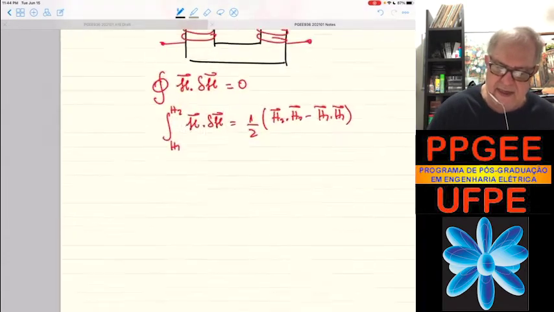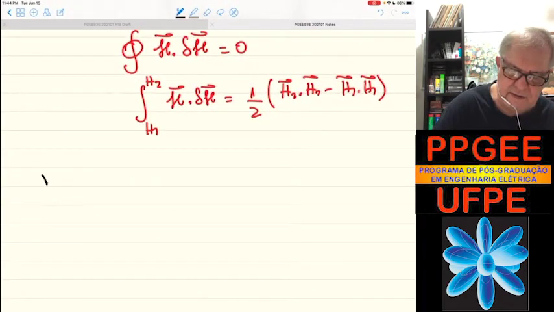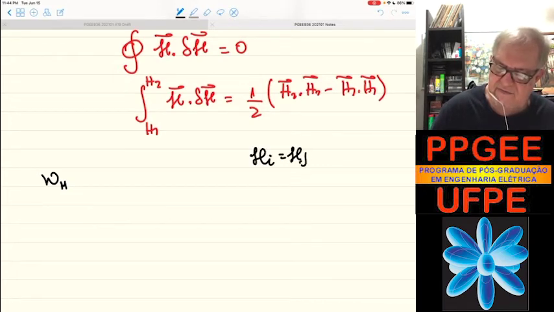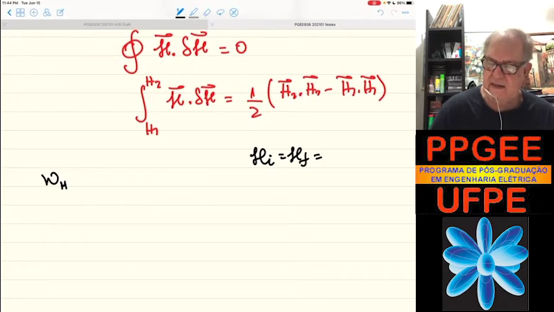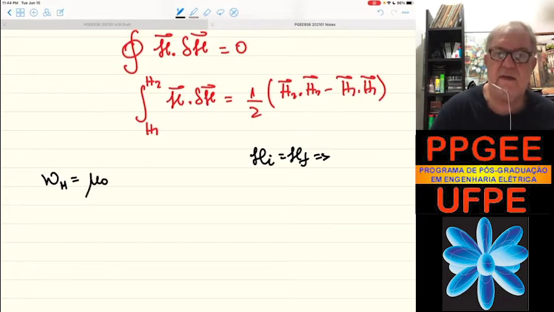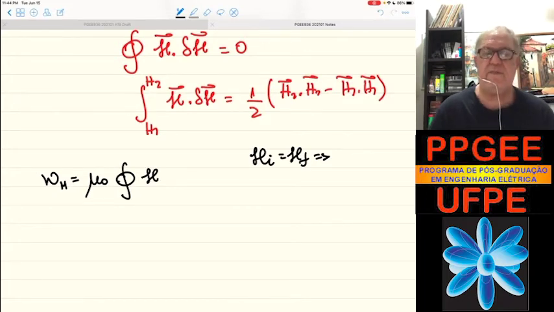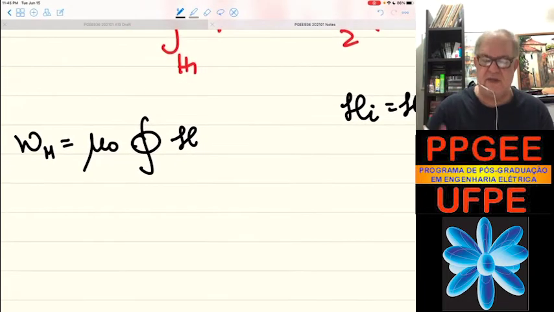So the energy change in which Hi equals Hf is going to be mu 0 times a closed integral of H dm. I'm going to drop the vectors, because the fields are collinear. So it's going to be H dm.